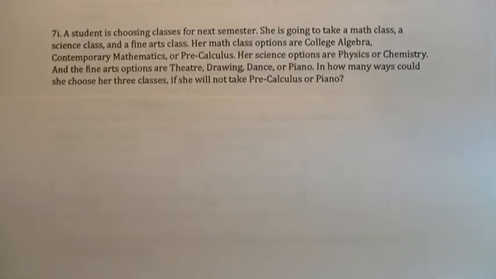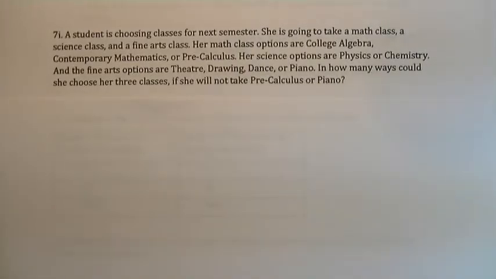Okay, here we are at question 7 on the Math 128 final exam review. And this is another counting principle problem. We're given a situation where a student is choosing some classes from, looks like, 3 different categories. She's going to take a math, a science, and a fine arts. So she's only picking one thing from 3 different categories.